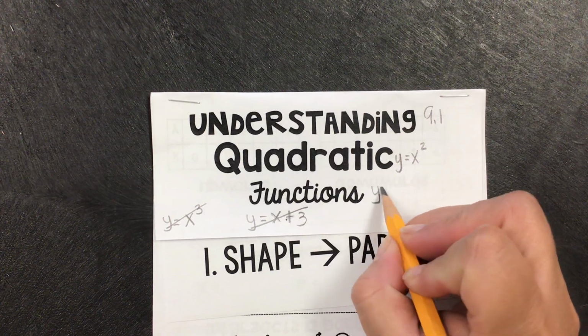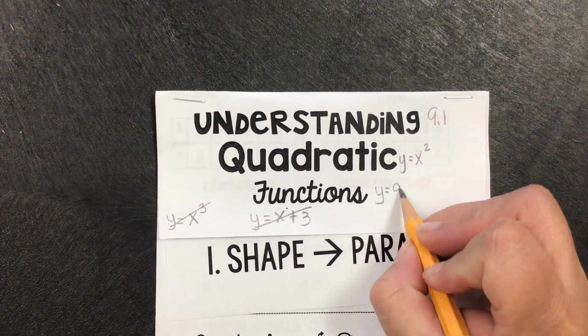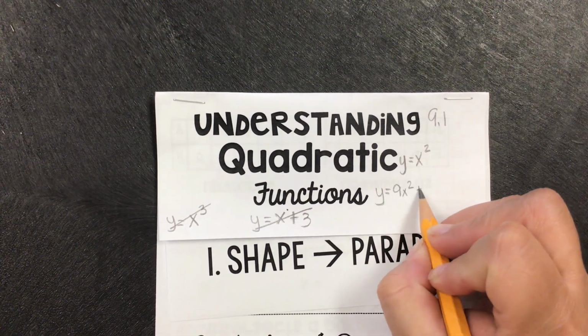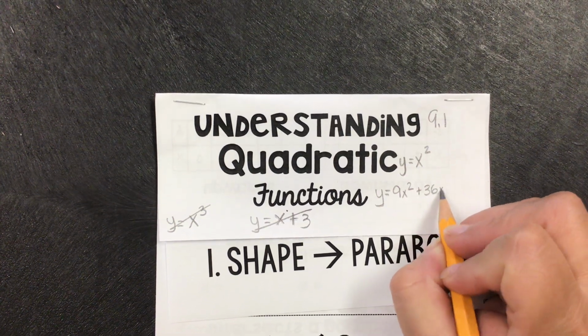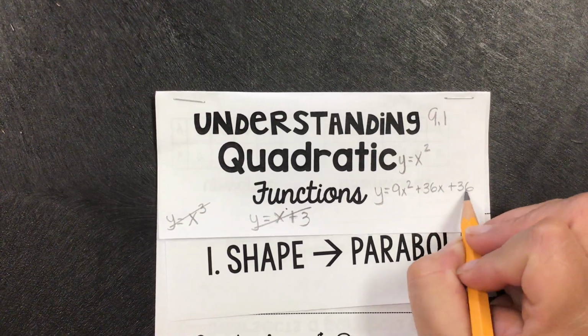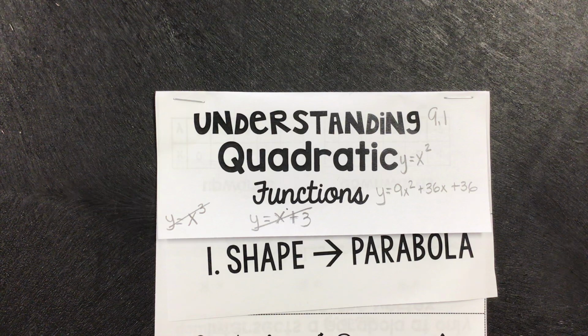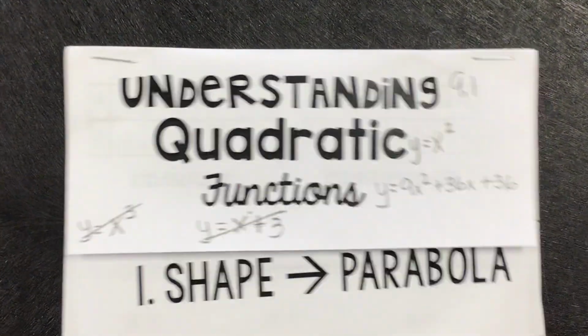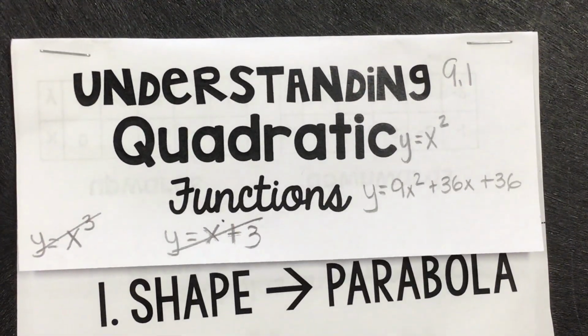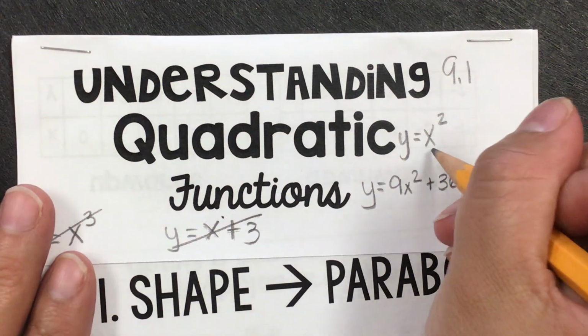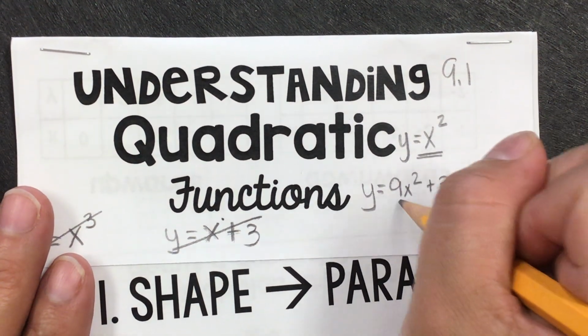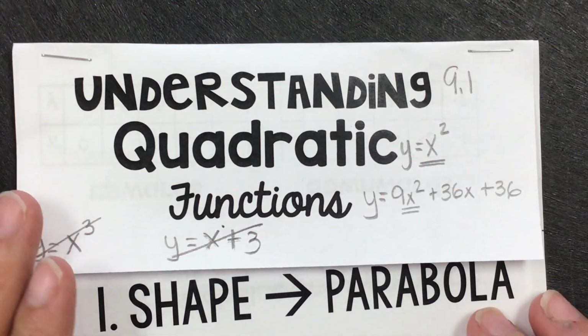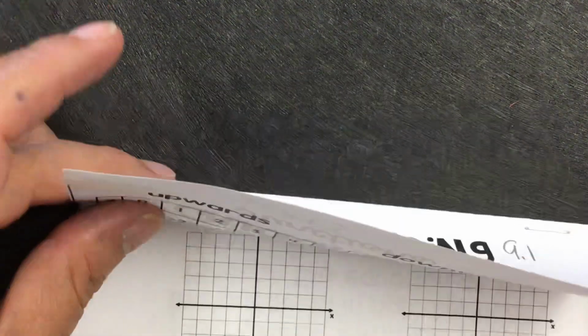But we've seen all kinds of quadratics already. So 9x squared plus 36x plus 36 is an example of a quadratic that we have already seen before. So I'm going to say it again. What is important is that it says x squared. Let's take a look inside.